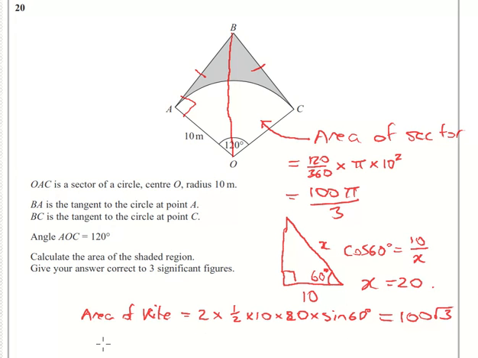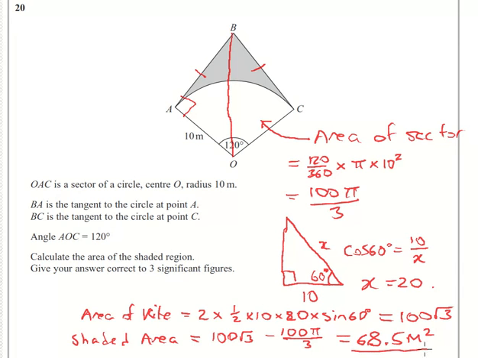Okay, we can now work out the shaded area, because it should simply be the area of the kite, which is 100 root 3, minus the sector area, which is 100 pi over 3. And let's just work out what that is on my calculator. It's 68.4, three significant figures, 68.5 meters squared. And it's done. Okay, hope that one's nice and clear now.